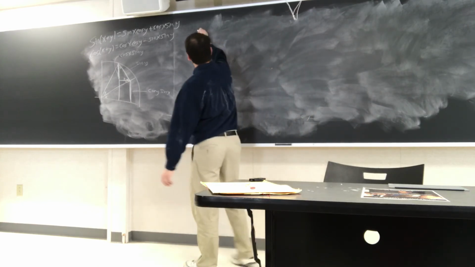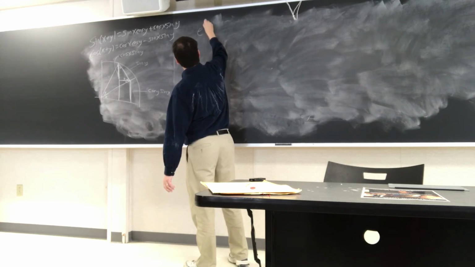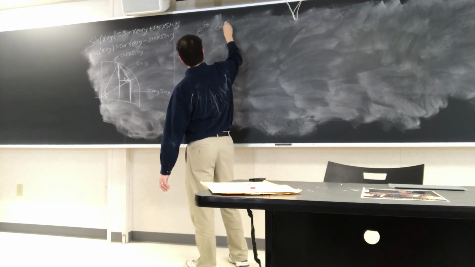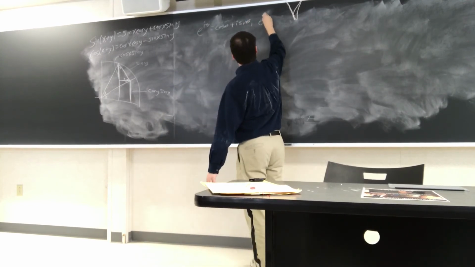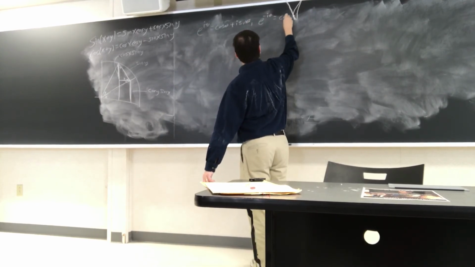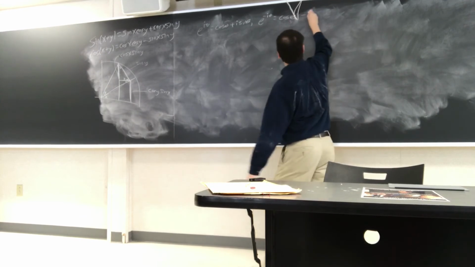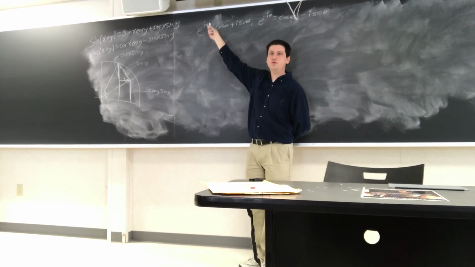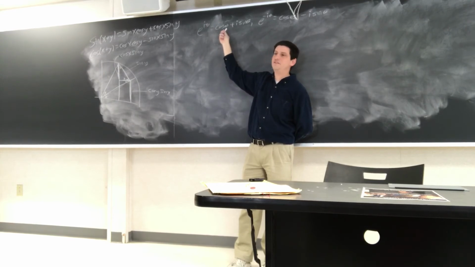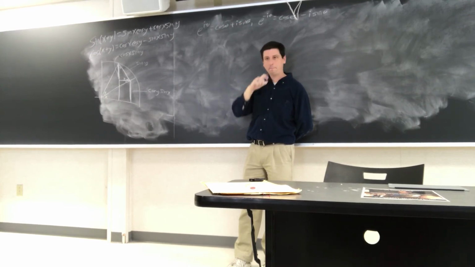So I'm going to start with e to the i theta is cosine theta plus i sine theta. And similarly, e to the minus i theta is going to be cosine theta minus i sine theta. The reason is, if you replace theta with negative theta, the cosine of theta and cosine of negative theta are the same because cosine is even. The sine of negative theta is negative sine of theta because sine is odd.